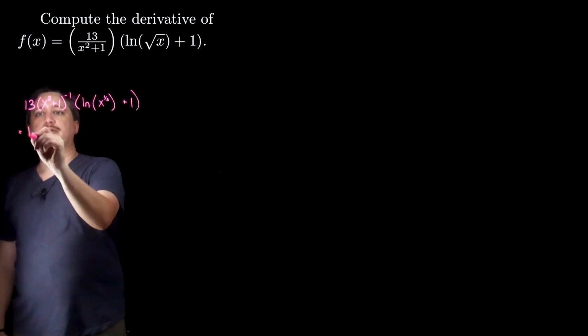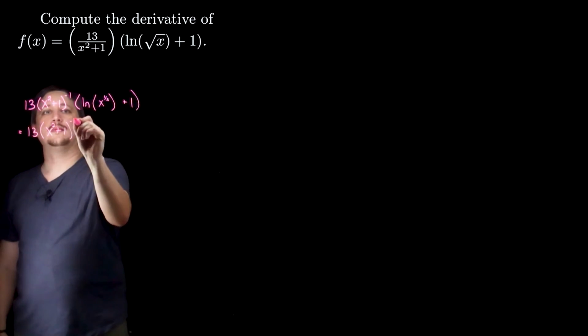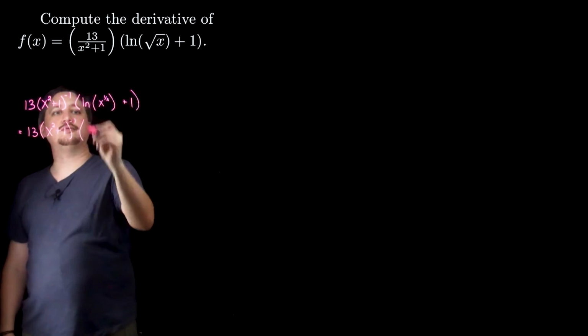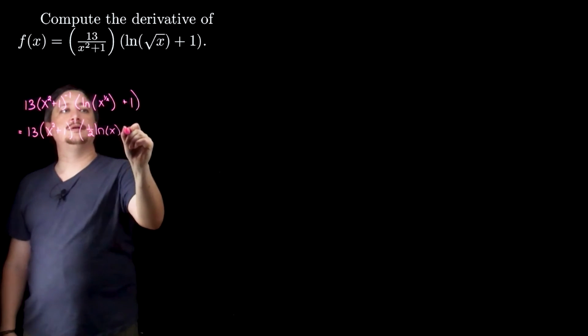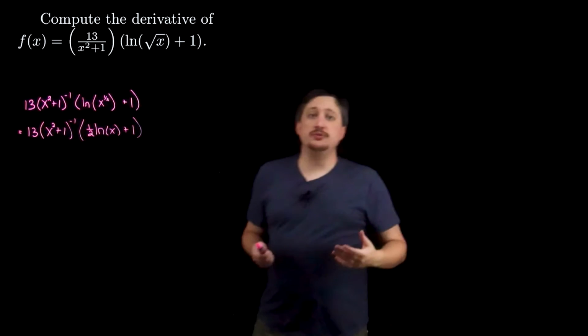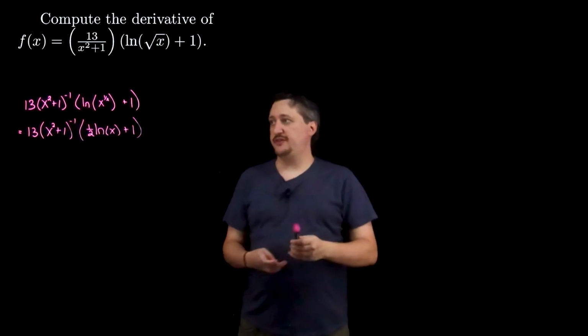And really, I can rewrite that using log rules to take this power out front. So I'm going to have 1/2 natural log of x plus 1. Okay? So now I can do this by doing a product rule, which will involve a chain rule eventually.